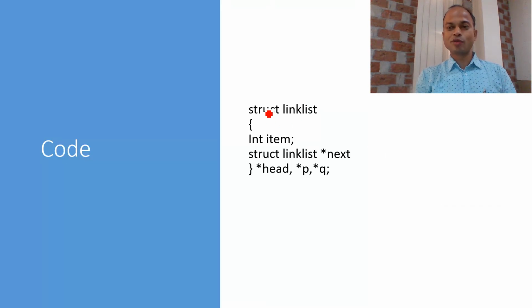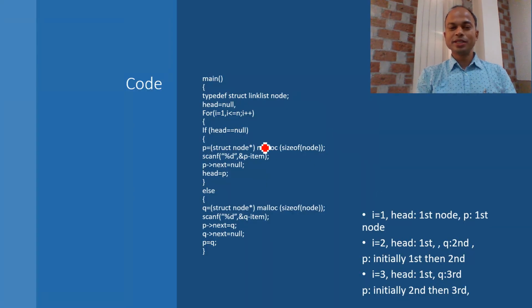If we talk about the formal code, now we want to create n number of nodes. How is it possible? We are discussing it through this code. We have a structure with an item part, where item is an integer, and a next part. This next part contains the address of the next node, and here we have 3 pointers: head, p and q. This is the code.